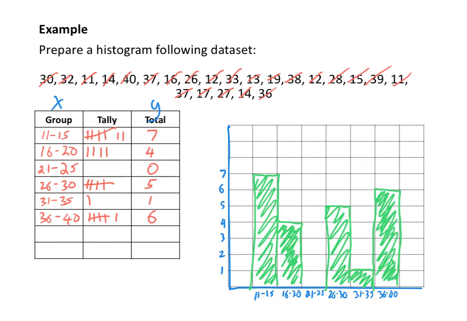Now you can finish off the histogram by adding in labels for your X and your Y. We'll add score received for the X axis and frequency for the Y axis. You should also add in a title if you know what the data is representing. So now you have completed the frequency histogram for the data set provided.